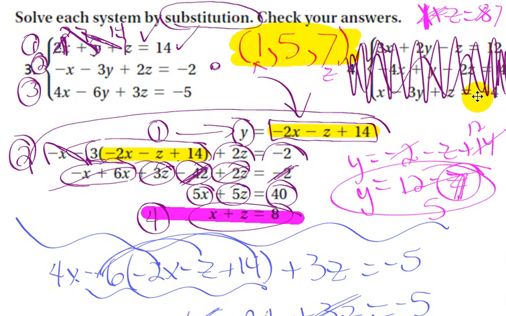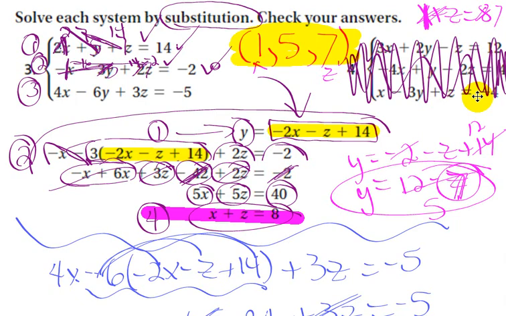Now let's check equation 2. 1 for x, 5 for y, and 7 for z. So we have negative 1 plus 3 times, or excuse me, negative 1 minus 3 times 5, which is 15. So now we're at a negative 16, plus 2 times 7, which is 14. That's going to equal negative 16 plus 14 is a negative 2. Negative 2 does equal negative 2. So the second one checks out.